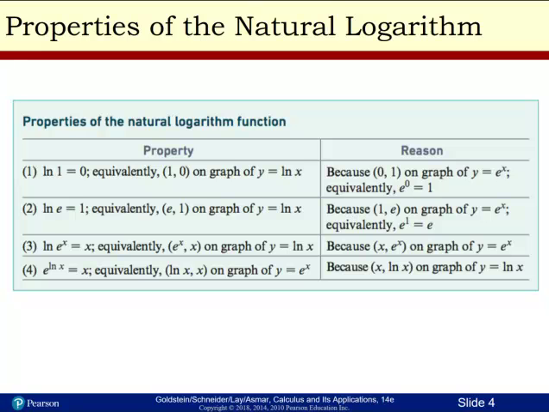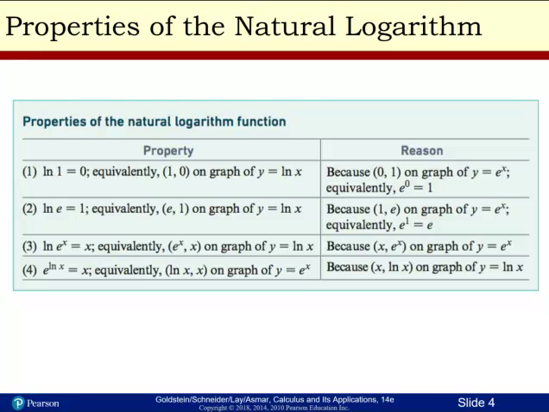Property 3, the natural log of e to the x is equal to x. This is an important one. You'll be using this fact over and over again. Equivalently, (e to the x, x) is on the graph of y equals natural log of x, because (x, e to the x) is on the graph of y equals e to the x. So it's just that reflection.